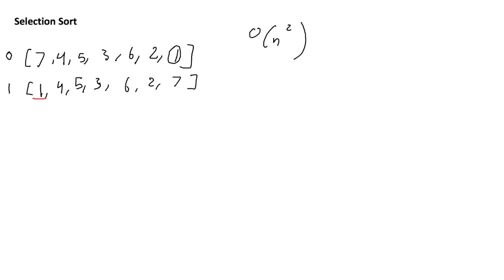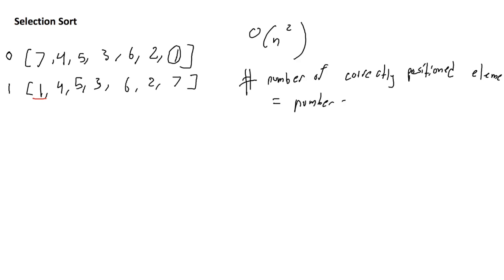Another thing to know about selection sort is that however many iterations you have, that's how many guaranteed spots you have. So the number of correctly positioned elements is equal to the number of iterations. Sorry, my handwriting's really bad.